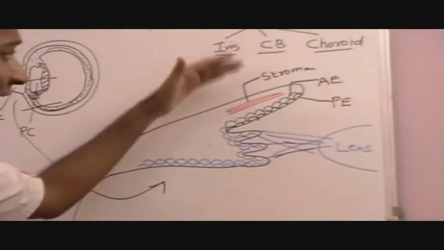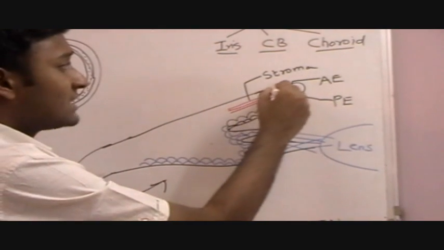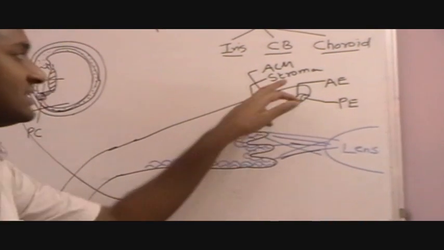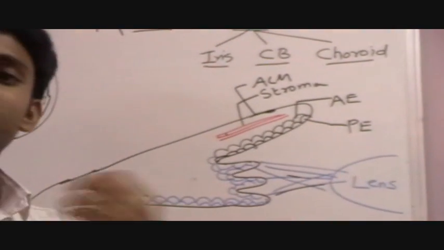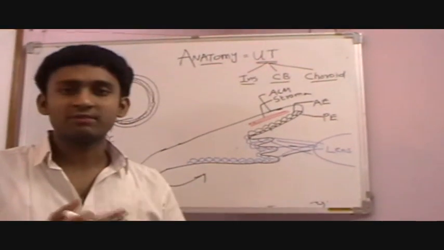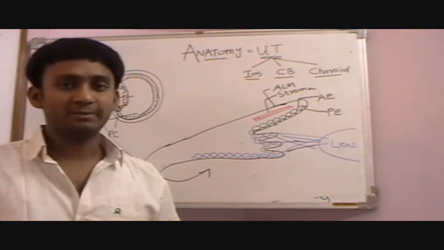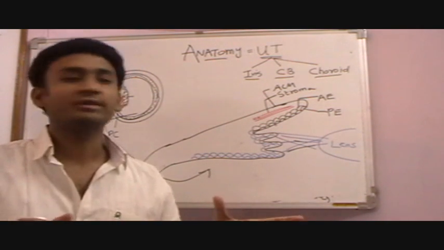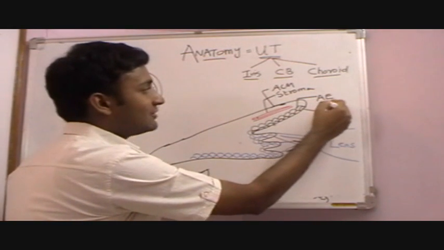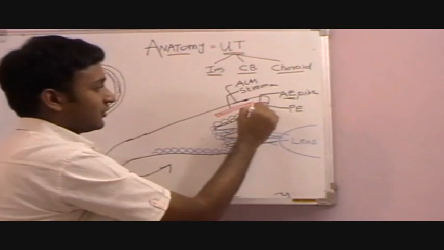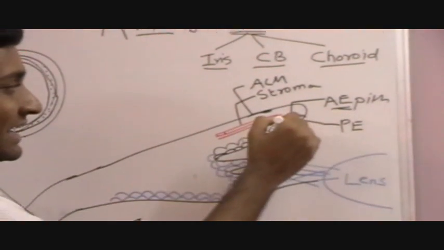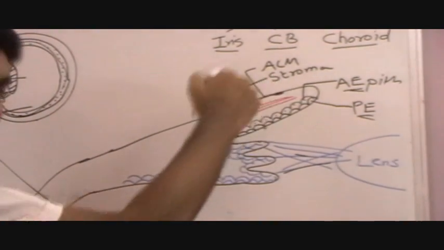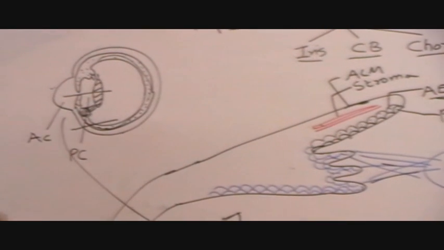Now, iris, from anterior to posterior: this is called the anterior limiting membrane. The inner part is called the stroma. The stroma consists of the vessels, connective tissue and two important muscles, sphincter pupillae and dilator pupillae. Sphincter pupillae causes constriction of your pupil, dilator pupillae causes dilatation of the pupil. Next, we have the anterior epithelium here. The inner one is the posterior epithelium. Now, this is it with the iris. From the front, iris looks like this.